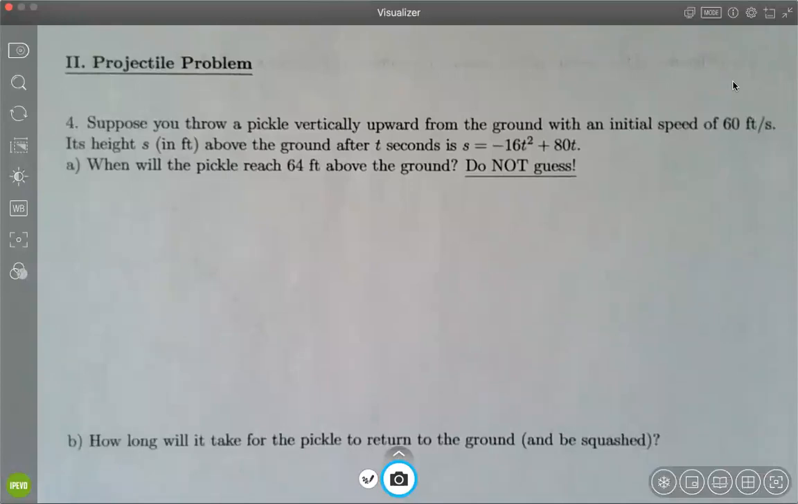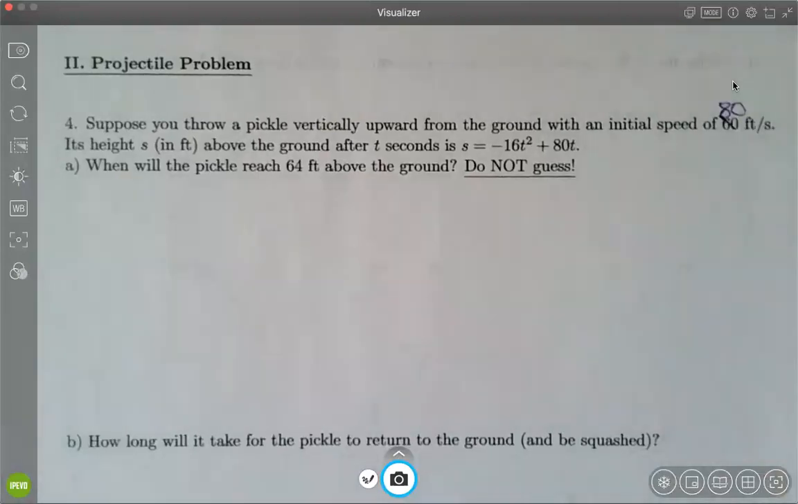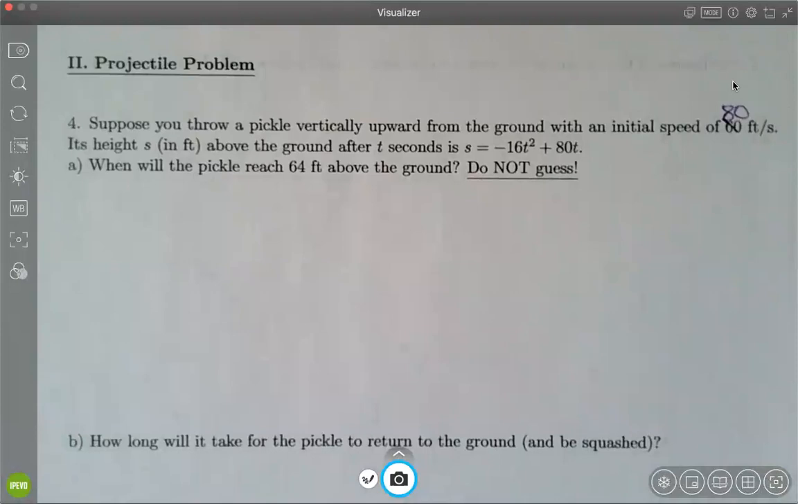So suppose you throw a pickle vertically upward from ground with the initial speed of 80 feet per second. There's a typo here. Its height, s in feet, above the ground after t seconds since takeoff is given by negative 16t squared plus 80t. Okay. When will the pickle reach 64 feet above the ground?